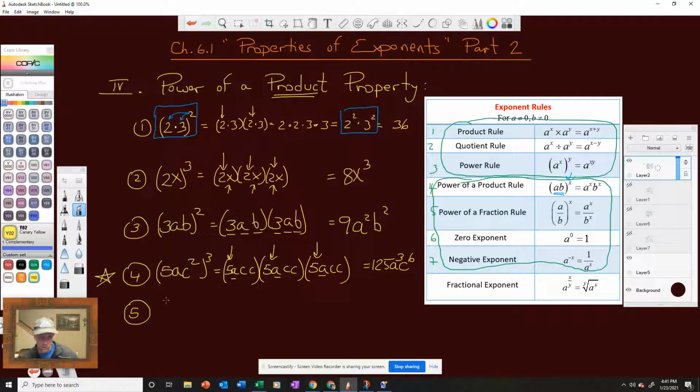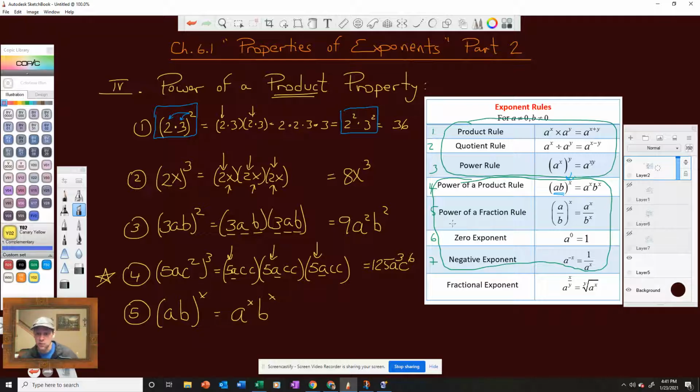All right, let's write down the rule. The rule at this point is easy. You guys are getting a hang of this, I'm sure. This is ab to the x. That exponent applies to everything inside. So ab to the x is a to the x times b to the x. And there you go. All right, let's do one more in this video.